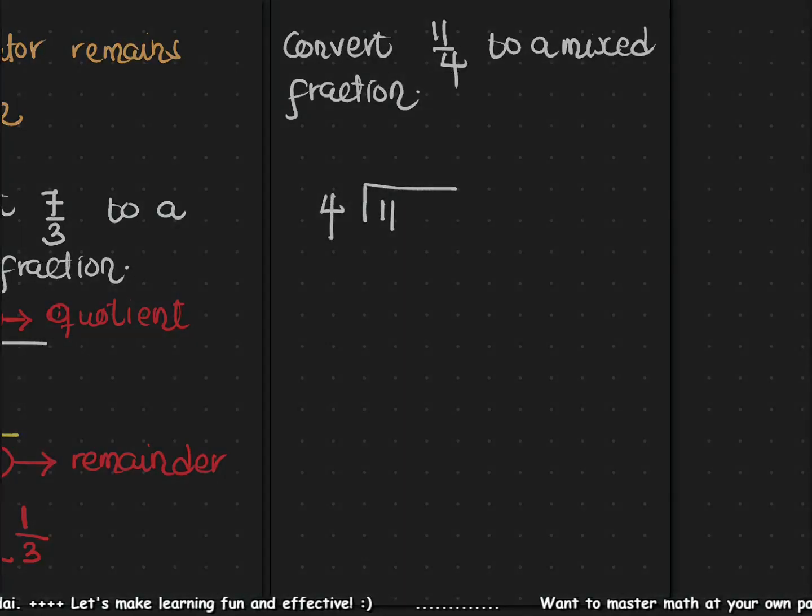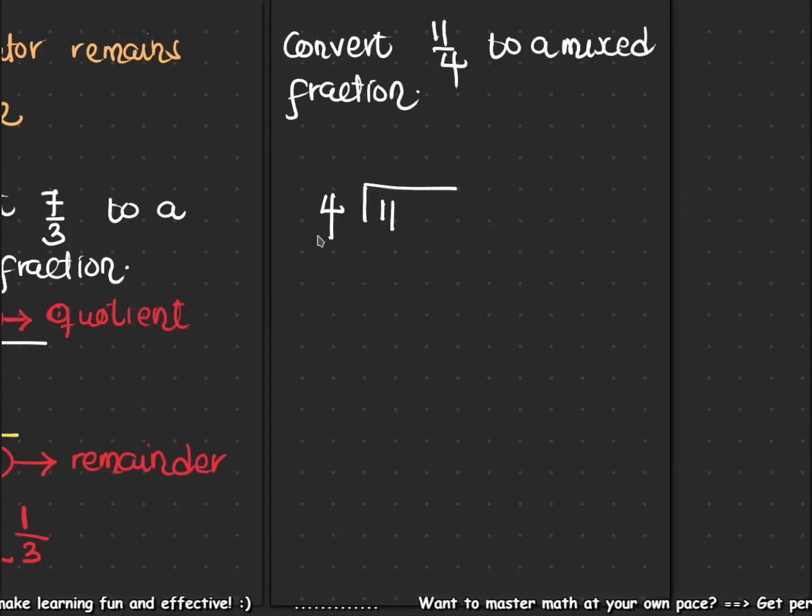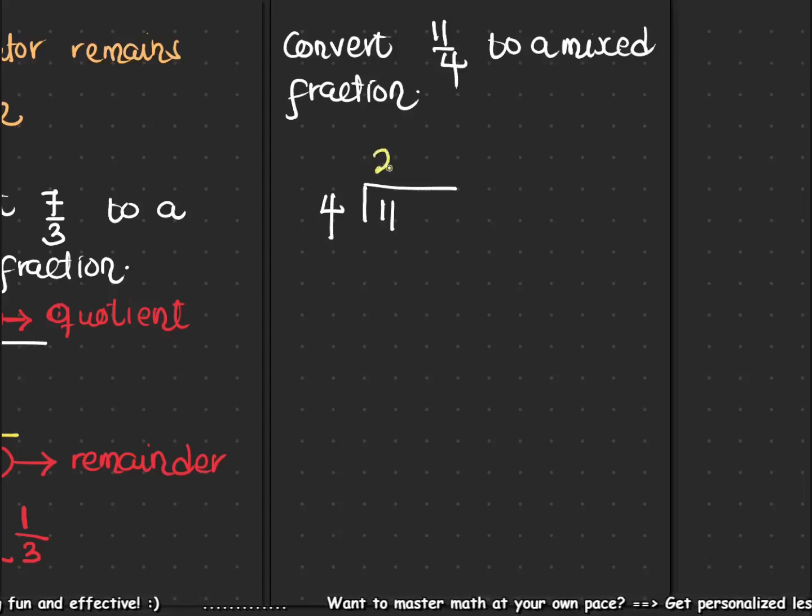We can now start our division. So we ask ourselves, 4 divides 11 how many times? 4 times 1 is 4, 4 times 2 is 8, 4 times 3 is 12. Hence, let's come down. 4 times 2. So we are using 2 here.